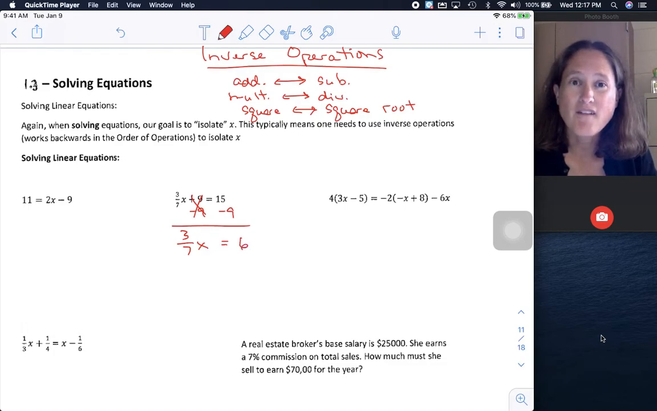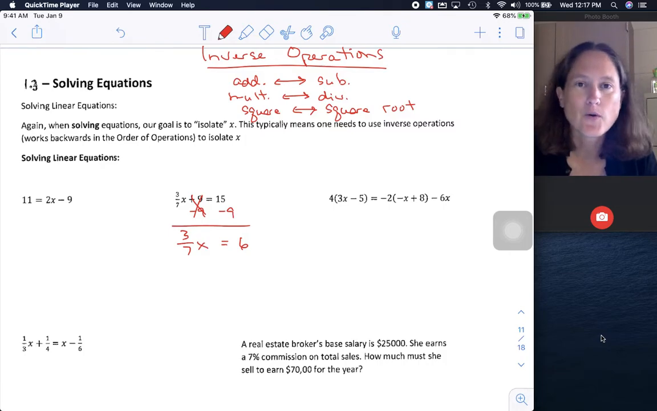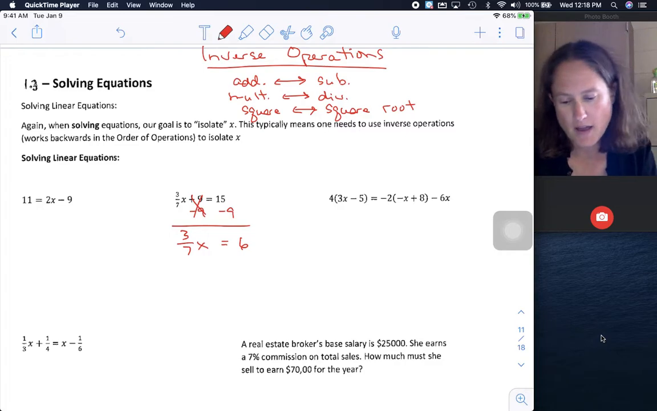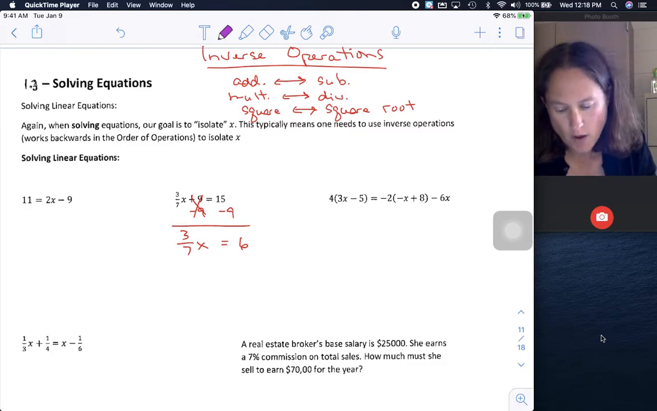Now, when you have that, we have a fraction. Oh no, fraction. Don't worry, don't freak out. Fractions are okay. Fractions are our friends. You just have to know how to manipulate them and work with them. So what I would go ahead and do is to cancel that out, I would multiply by the reciprocal. Remember, reciprocal is just a fancy word for flip-flop. So I would go ahead and multiply both sides by 7/3.